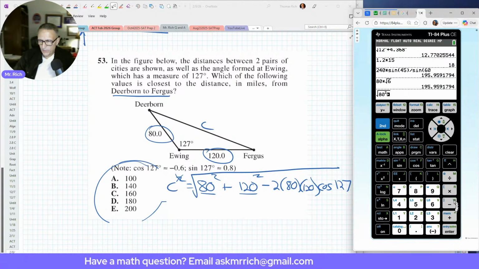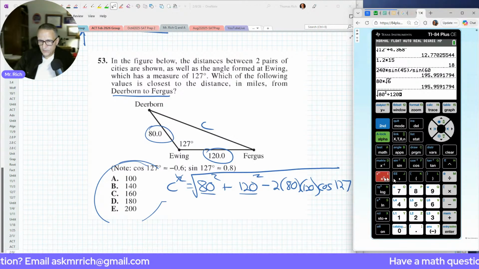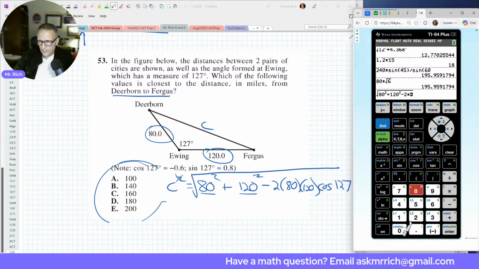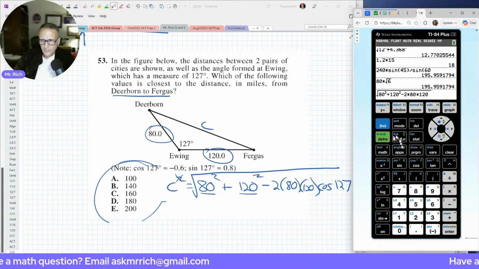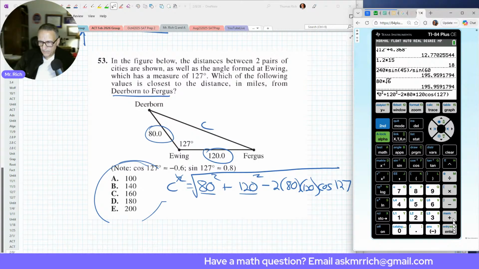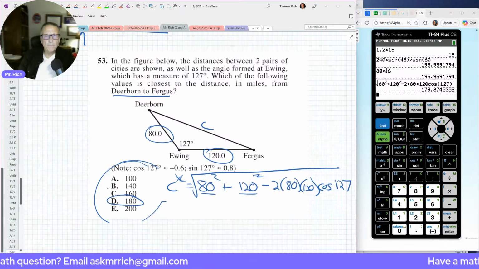80 squared plus 120 squared minus 2 times 80 times 120. Notice I'm not putting any parentheses here because I know my TI-84 understands the order of operations. So I'm good to just put these multiplications right back to back. Hit equals, I'm getting about 180, and D is going to be my answer right there.